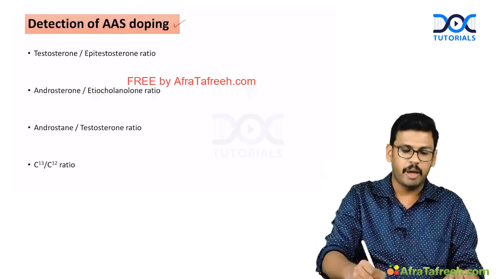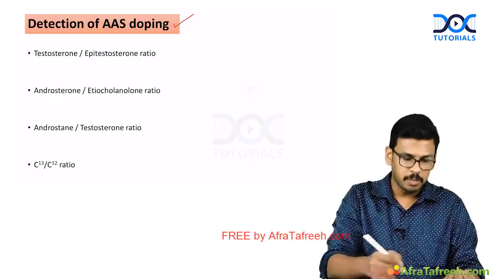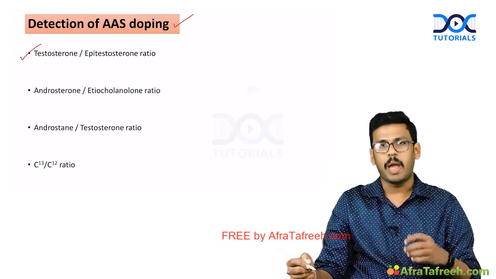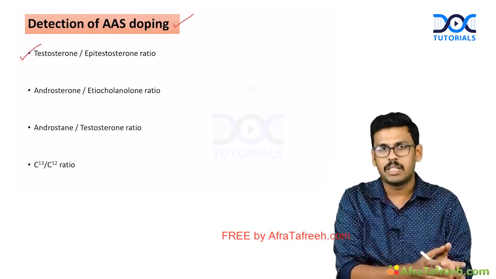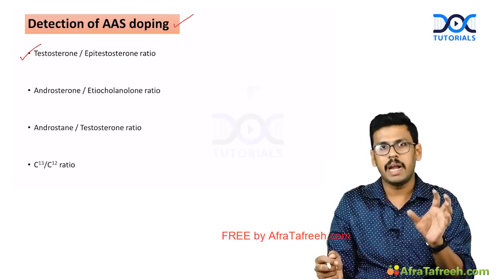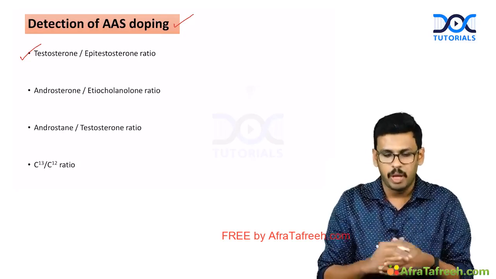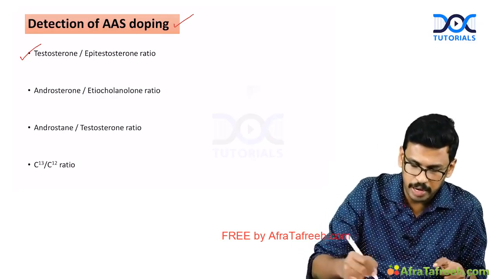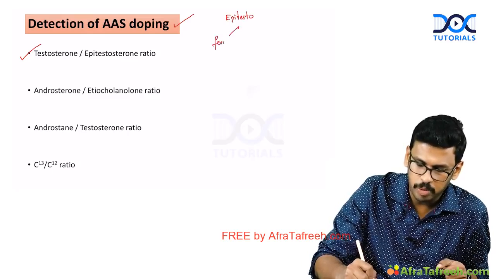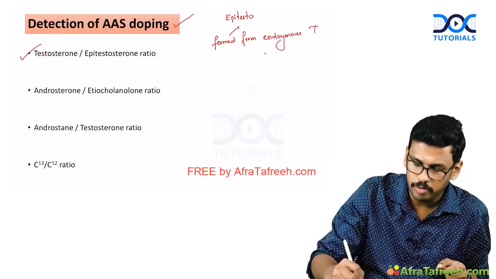Now, detection of anabolic steroid doping. This has been a previous question in 2 or 3 exams. One is the ratio of testosterone to epitestosterone. Epitestosterone is nothing but a metabolite in the androgen metabolism, and it occurs only with naturally or endogenously produced testosterone. So epitestosterone is found in endogenous testosterone. Epitestosterone is formed from endogenous testosterone, not from exogenous.